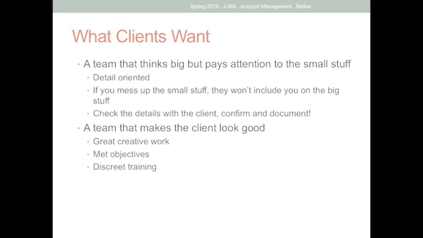Clients also want a team that thinks big but pays attention to the small stuff. So detail orientation, that's another one where agencies a lot of times fall down. They get enamored with the creative idea and then don't think about the details. Maybe a creative idea is great, but it's missing the mark on a few things. So you've got to think about everything. It's like cat herding in a way, but there are a lot of details sometimes in products and services that clients want to promote that you have to be mindful of. If you mess up the small stuff, they won't include you in the big stuff. So always be detail oriented.